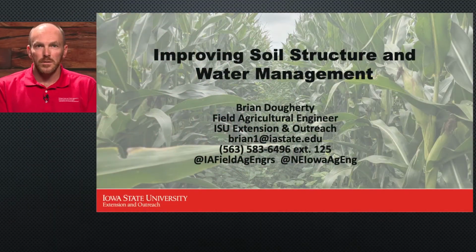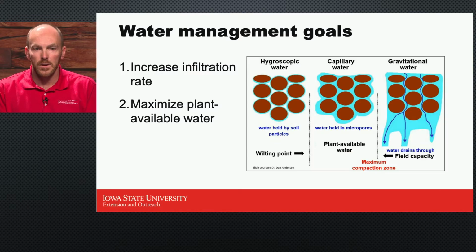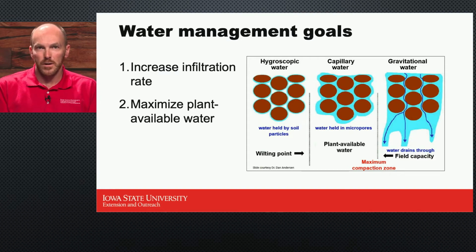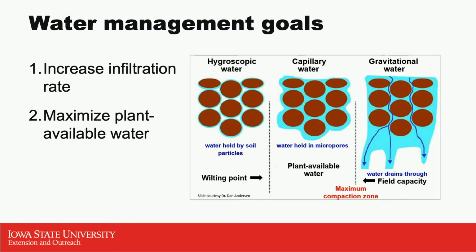And today I'm going to just briefly discuss improving soil structure and water management and talk a little bit about why that's important to you as manure applicators. So if we think about water management on our farm fields, there's really two goals that we should try to shoot for. And one is to increase the infiltration rate into the soil. And the second one, from more of an agronomic standpoint, is to try to maximize the amount of plant available water that's held in that soil. And I'll talk a little bit about how we can go about doing that.